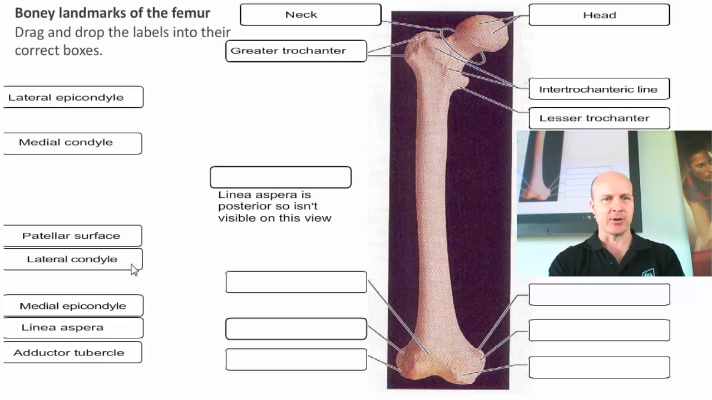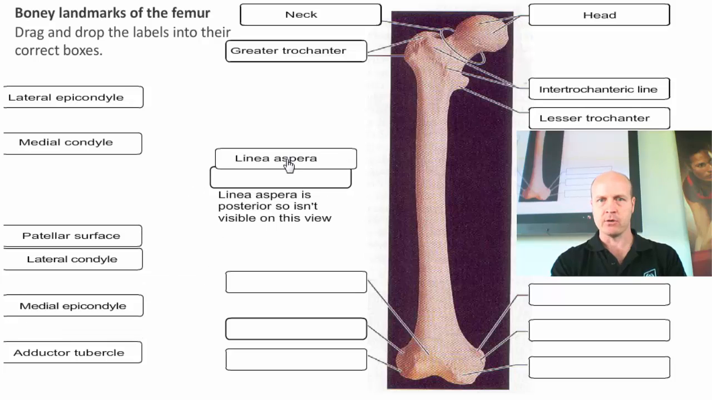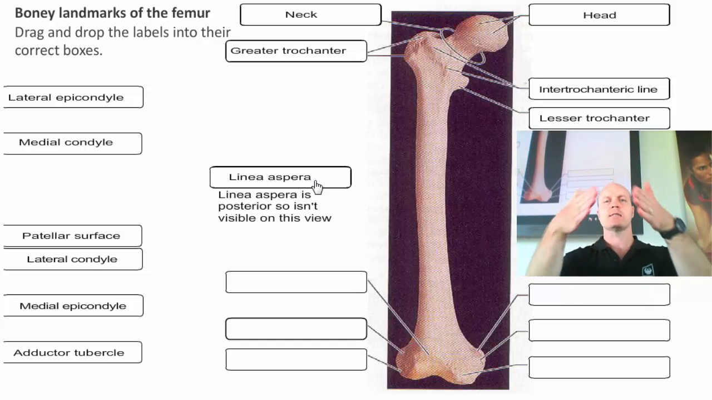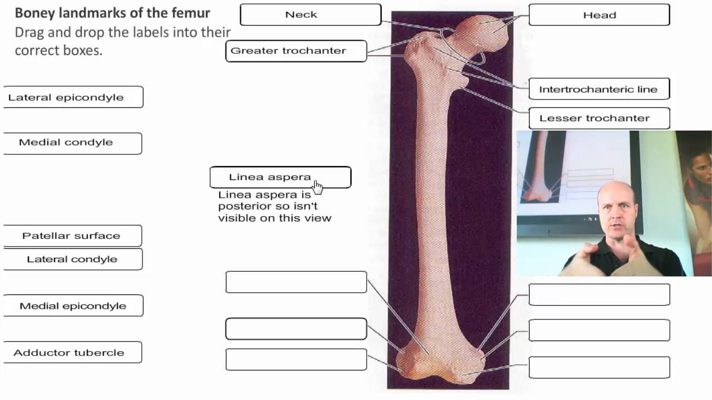Alright, so because we're looking at the front or the anterior aspect, we can't see it, but on the back we've got the linea aspera. So the linea aspera is this long line, linear, and that rises up like a ridge. If we have aspirations, they come up, so our linea aspera is a ridge that comes up, and that's an insertion point for lots of muscles along the thigh.